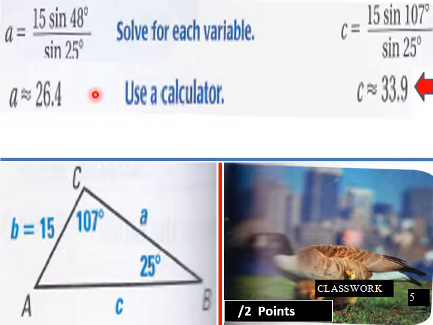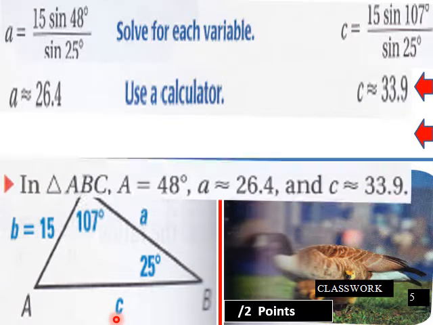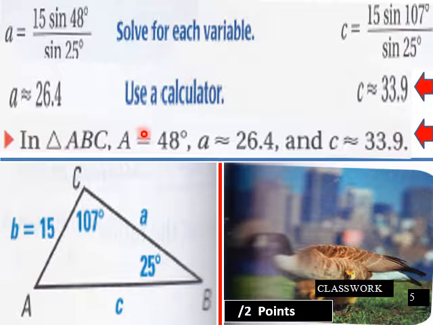So we're going to solve now for these variables. a is approximately 26.4 using your calculator, and then c would be 33.9. So we know this because of the law of sines. In triangle ABC, angle A equals 48 degrees, a equals 26.4, and c equals 33.9.